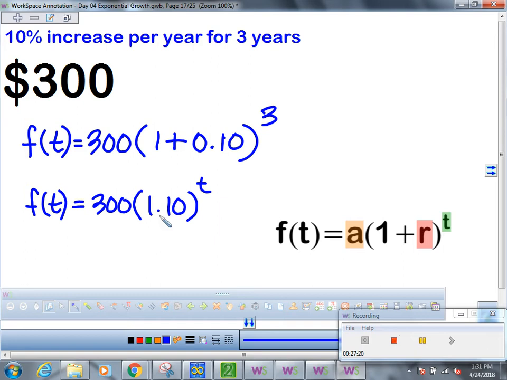Where my base is 1.10, which is an increasing function because it's greater than 1, right? It has a stretch of 300. Does that make sense? It has a stretch of 300 because we're not going to start at 0, 1. We're going to start off with 300 emojis. So if you were to graph it, it would start at 0, 300. Make sense? And then the T is how many years it's going to grow.